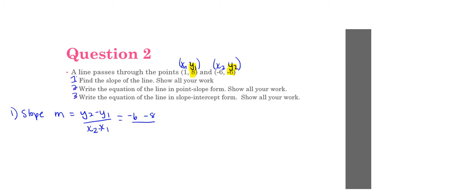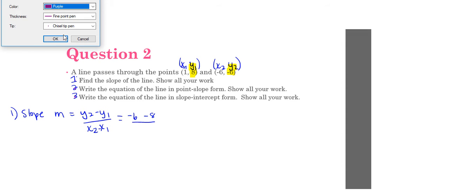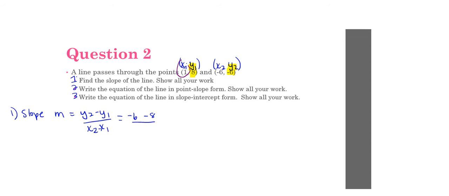And then I'm going to do the same thing for my x's, and I can't change the color of my highlighter there, so I'm just going to circle those in purple here. My x2 was -6, and then my x1 was a positive 1. So since the formula is a minus, it's just going to be -1.